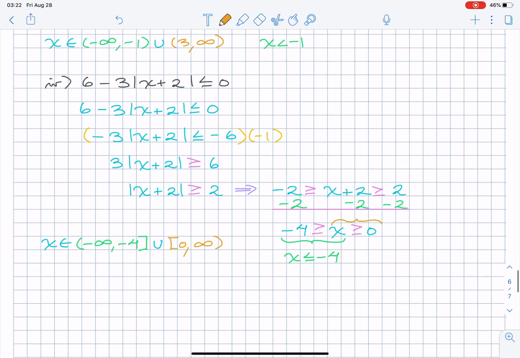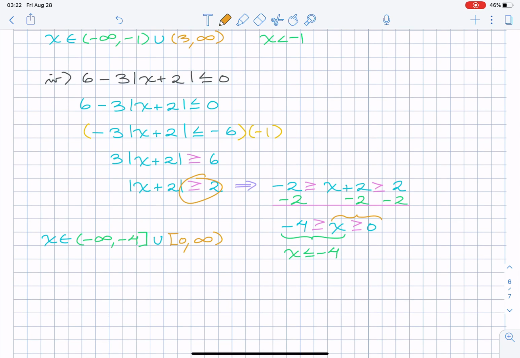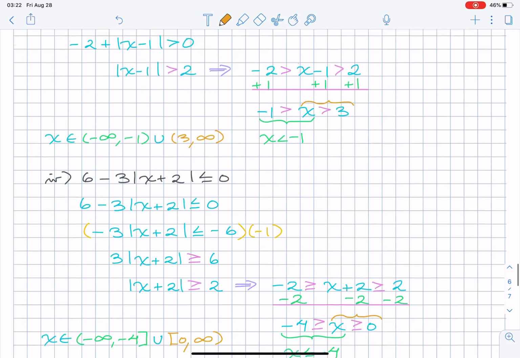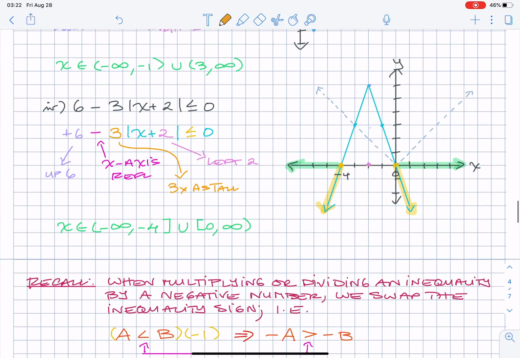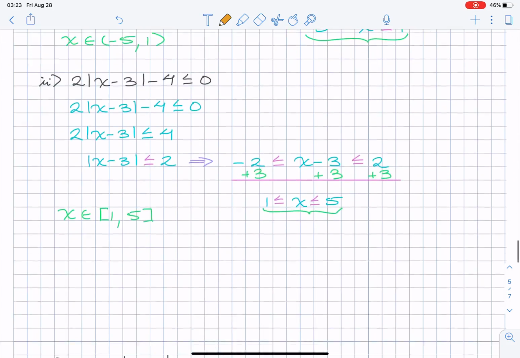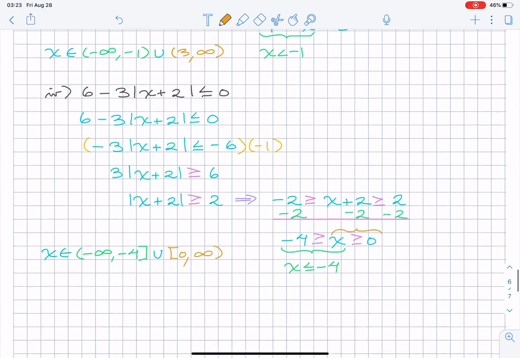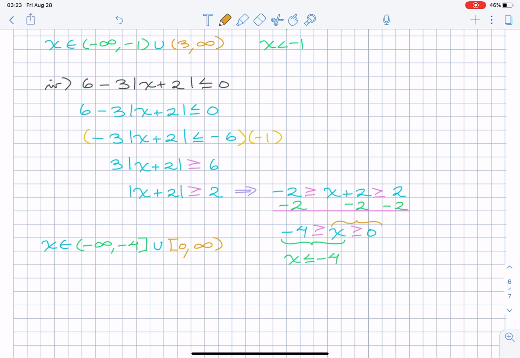So notice once I isolated the absolute value, I had a greater than, which means I go off towards the infinities. And let's see, is that what we got when we did it graphically? -4 and 0, I actually did it correct. Okay, so there we are. I hope this is making sense, and I will see you guys in the next section.